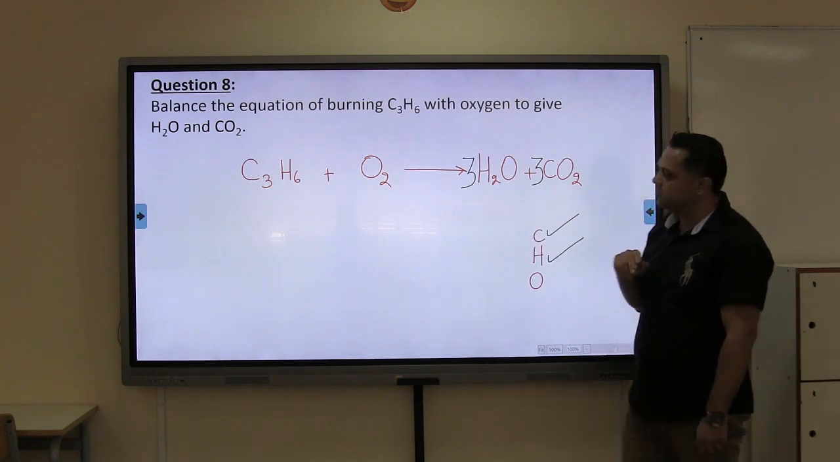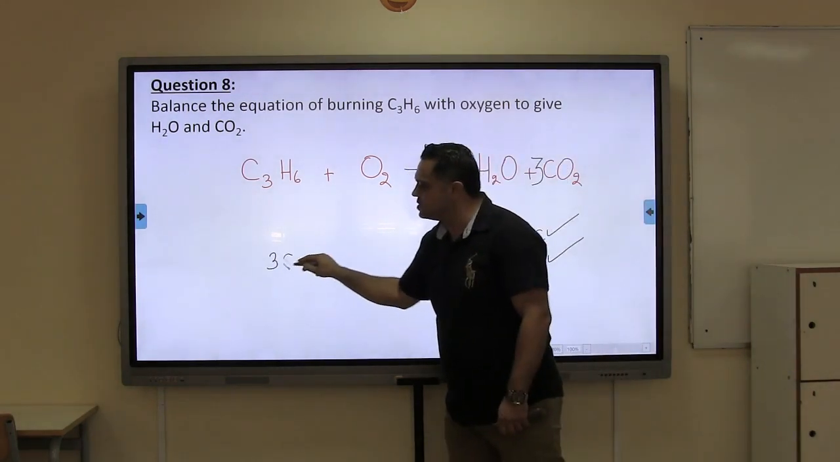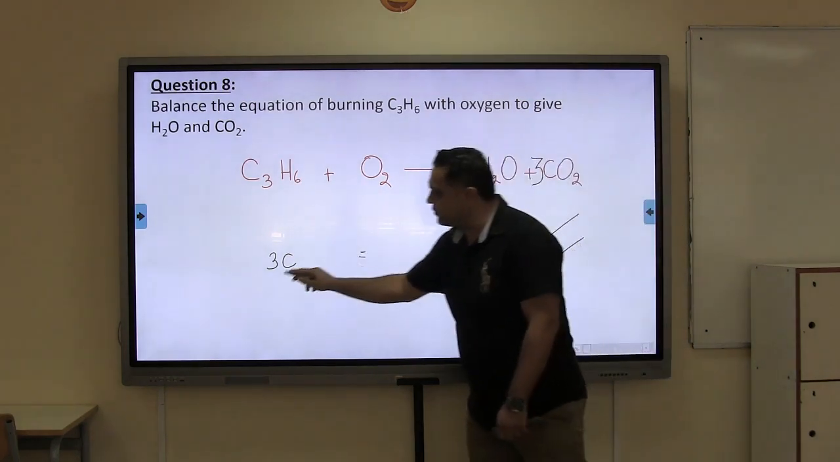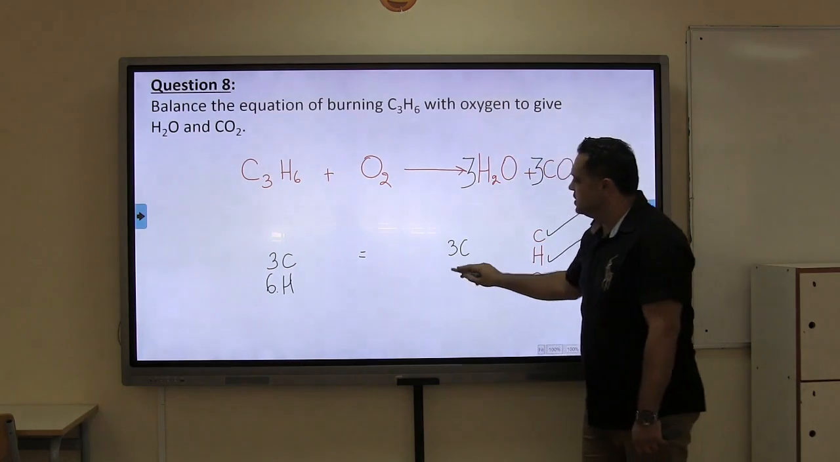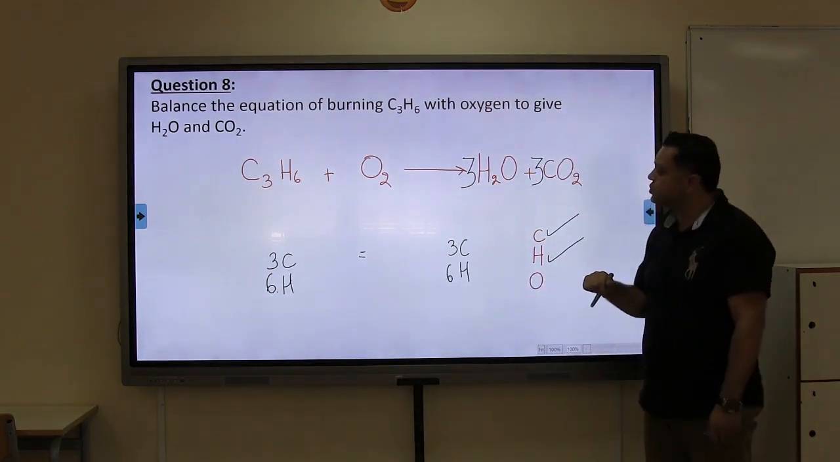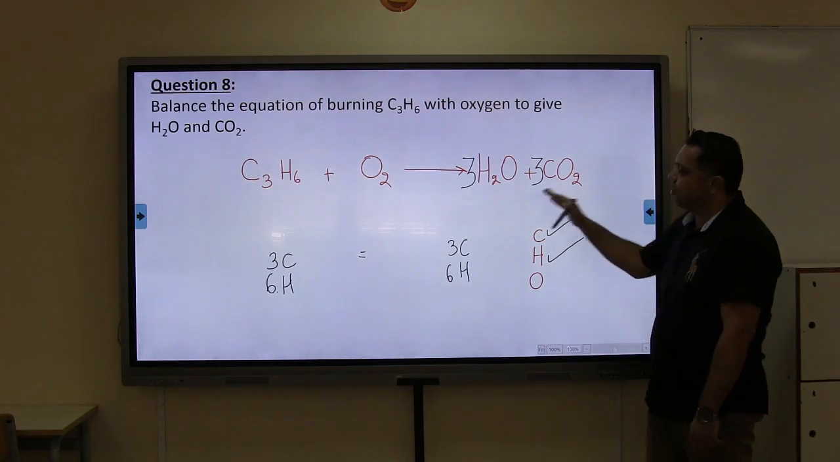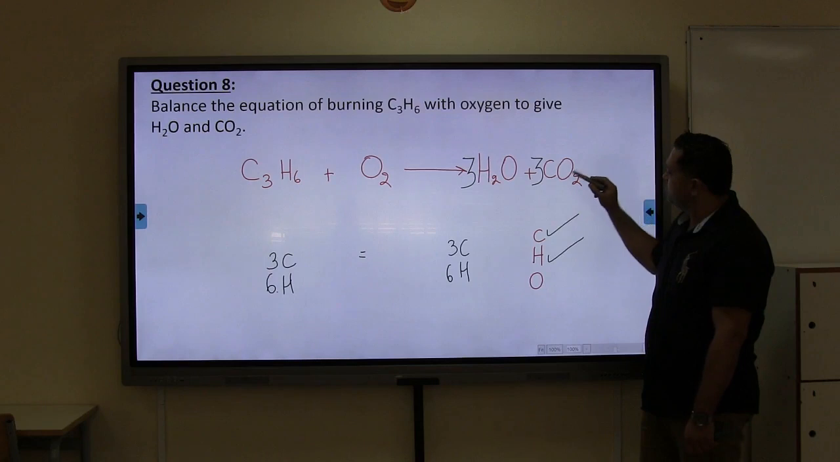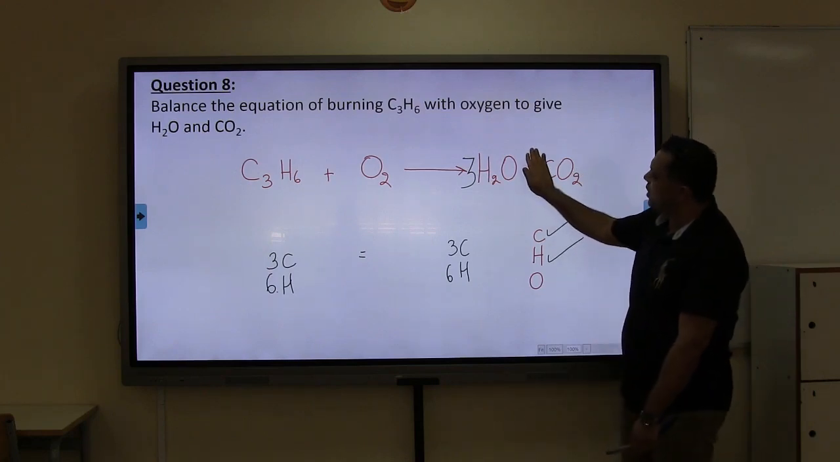Hydrogen now is balanced. So I have 3 carbons, I have also 3 carbons, they are the same. I have 6 hydrogens, 6 hydrogens, same. What will be left is only oxygen. I will start with oxygen on the product side now. 3 CO2.